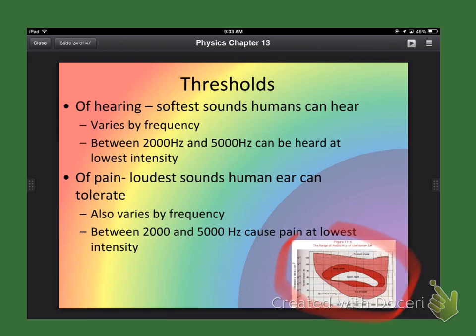The loudest sounds the human ear can tolerate also varies by frequency. And again, in the range of human speech, that's where you can start to get pain at lower intensities, because that's the range that our ears are most sensitive to.